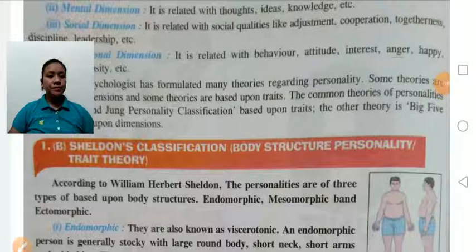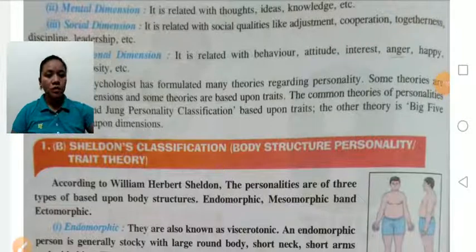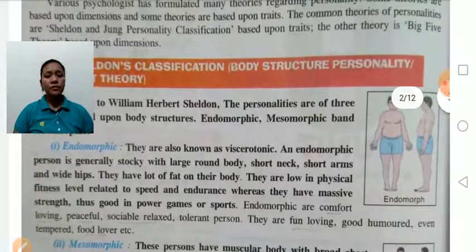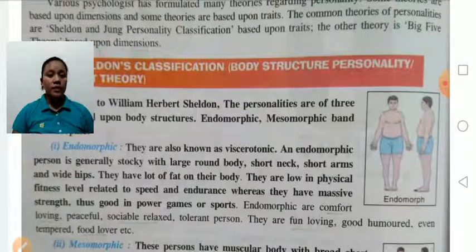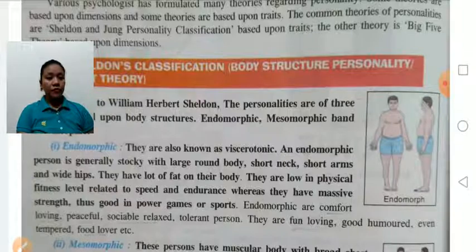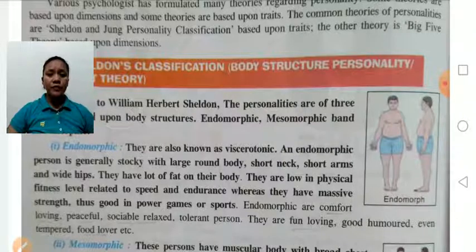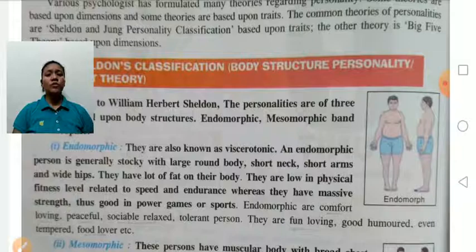Sheldon's classification of personality. Endomorphic, also known as viscerotonic, means fatty people. An endomorphic person is generally stocky with a large round body, short neck, short arms and wide hips. They have lots of fat on their body. They are low in physical fitness. So endomorphic means fatty people.